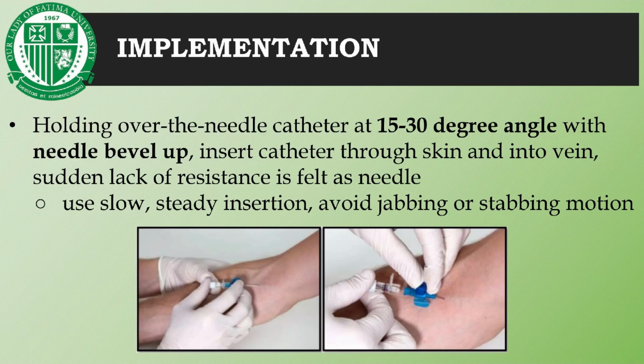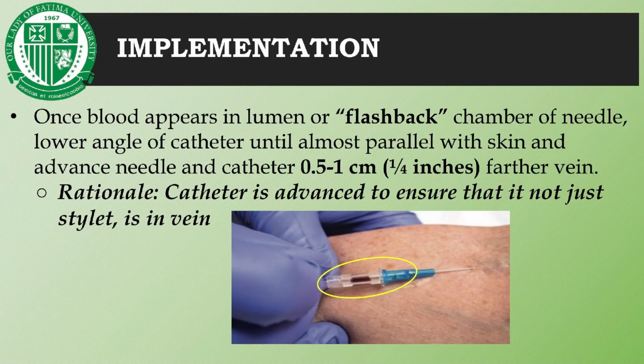Once the needle is inside the vein, you should see blood appear in the needle's lumen, the hollow tube, or the flashback chamber. This is a visual confirmation that you have successfully entered the vein. Reduce the angle of the needle, bringing it closer to being parallel with the skin, often around 5 to 15 degrees. This step is important because the catheter needs to be advanced into the vein in a straight line, not at an angle, to ensure it is placed properly.